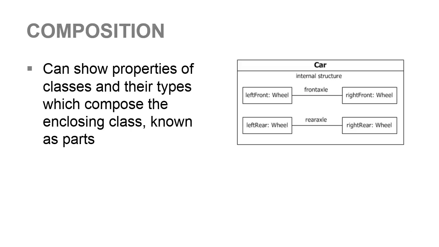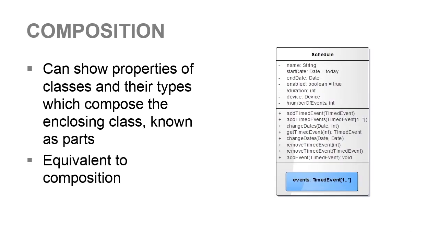In class diagrams, rather than showing composition using the black diamond composition notation, it's possible to show the structure using an internal compartment, as in this example from the UML specification, which shows a car made up of 4 parts, each of which is a wheel, and each of which plays a different role, left front, right front, and so on. In our model, we could choose to show the relationship between schedule and timed event in this way, showing events as a part rather than an attribute or the name of an association role. The events part here is of the class timed event and has a multiplicity of 1 to star.